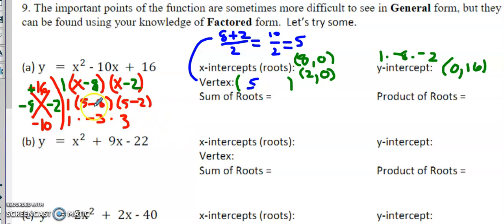Alright, so in finishing up this problem, again, if I stick in 5 here and here, I get 1 times negative 3 times positive 3, so I end up with a final answer of negative 9. The sum of the roots are 8 and 2, so if I add them together, I get an answer of 10. And the product of the roots, if I multiply 8 and 2, I get a final answer of 16.